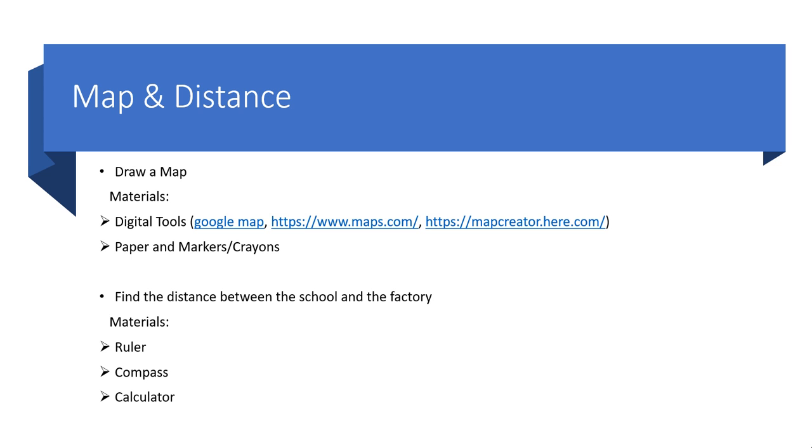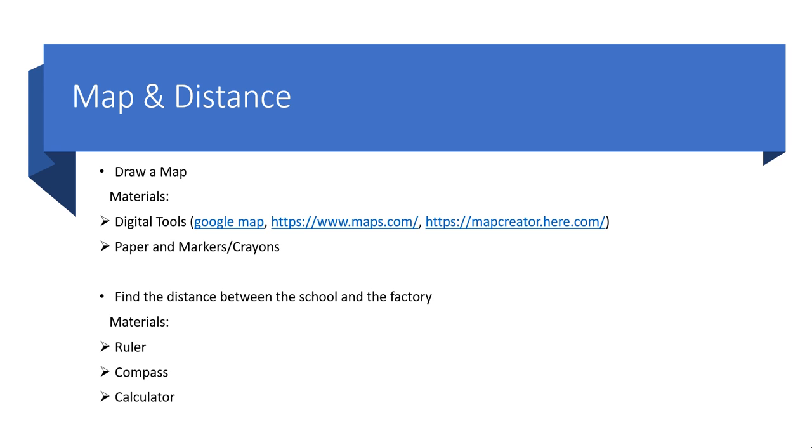Next, they need to create a map. They can use digital tools such as Google Maps, Maps.com, or Map Creator, or just simply hand draw a map with paper and markers or crayons. Then they need to find the distance between the factory and the school.